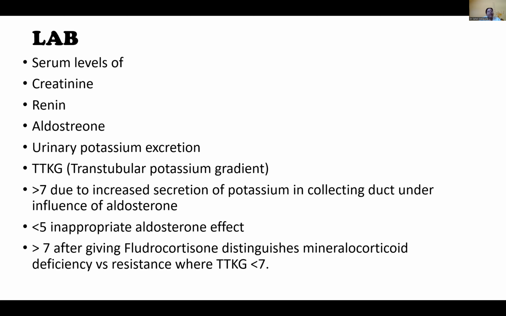Generally, if it is more than 7, it is due to increased secretion of potassium in the collecting duct under the influence of aldosterone. If it is less than 5, then there is inappropriate aldosterone effect. And also whether it is due to aldosterone deficiency or due to resistance, that also we can check. If by giving fludrocortisone the level increases to more than 7, then it is a deficiency. But if it doesn't increase, then it is resistance.